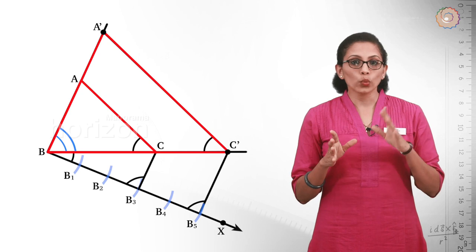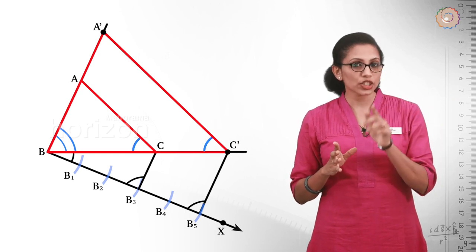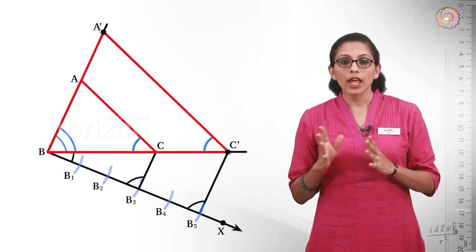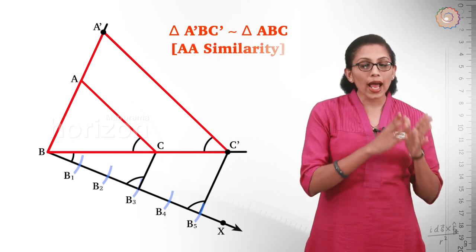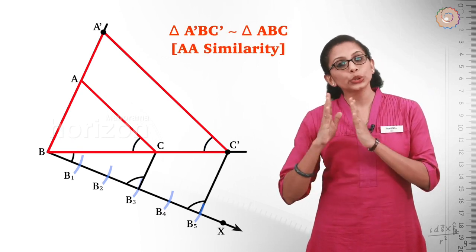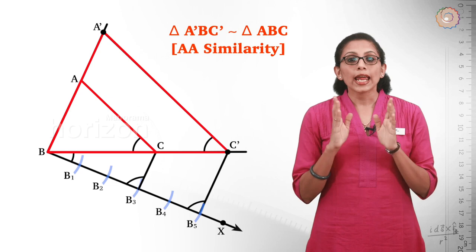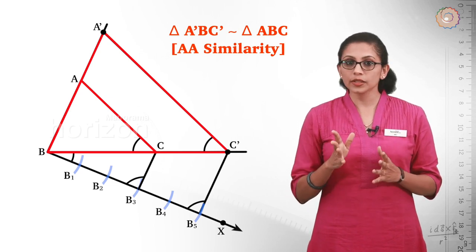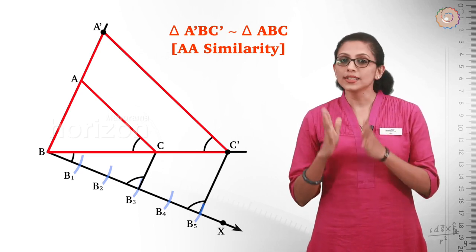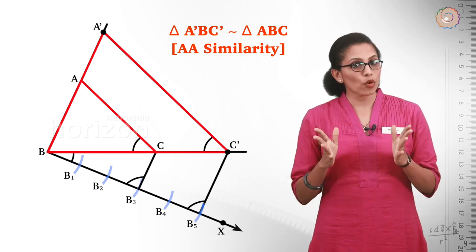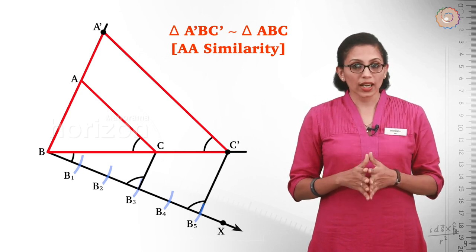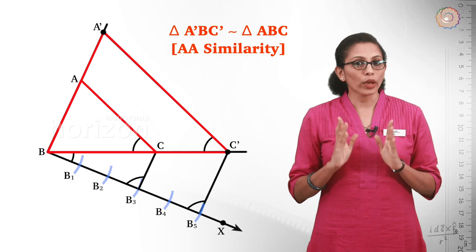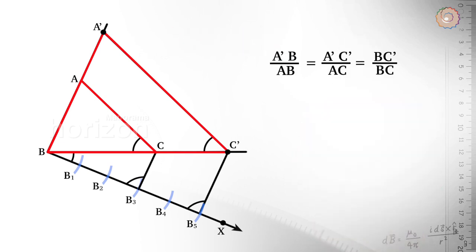Now, from equation 2, we can say angle A dash C dash B is equal to angle ACB. Therefore, triangle A dash B C dash is similar to triangle ABC by AA similarity. What is AA similarity? It is angle similarity. Since the corresponding sides of similar triangles are in the same ratio, we can write A dash B by AB is equal to A dash C dash by AC is equal to B C dash by BC.